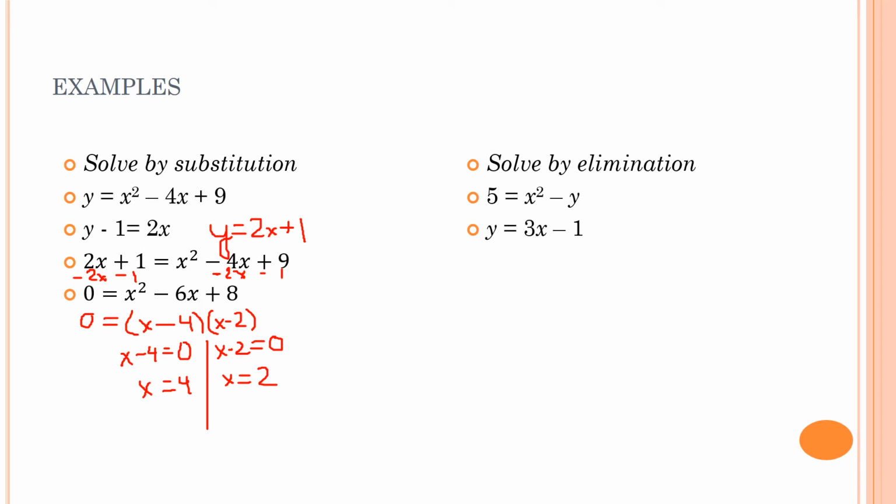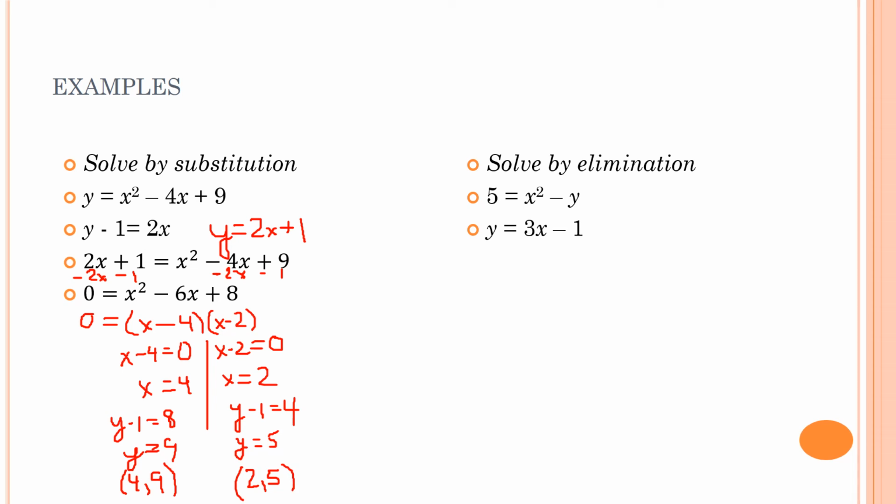Plug them back into the original linear function. So y minus 1 equals 2 times 4, which is 8. And then adding 1 to both sides, so y equals 9. So my point here is 4, 9. And here I have y minus 1 equals 2 times 2, which is 4. Adding 1 to both sides gives me y equal to 5. So this point is 2, 5.